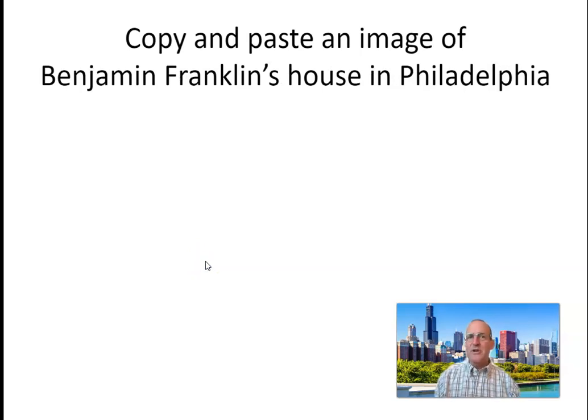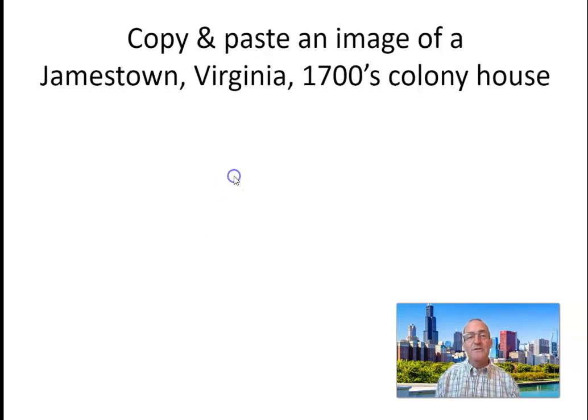They'll be very different from each other because Betsy Ross was not a wealthy woman, especially as she went through husbands pretty quickly. Benjamin Franklin was a wealthy man. His house looks very different than hers. Jamestown, Virginia, our first British colony that worked. Could you find a house from the 1700s?